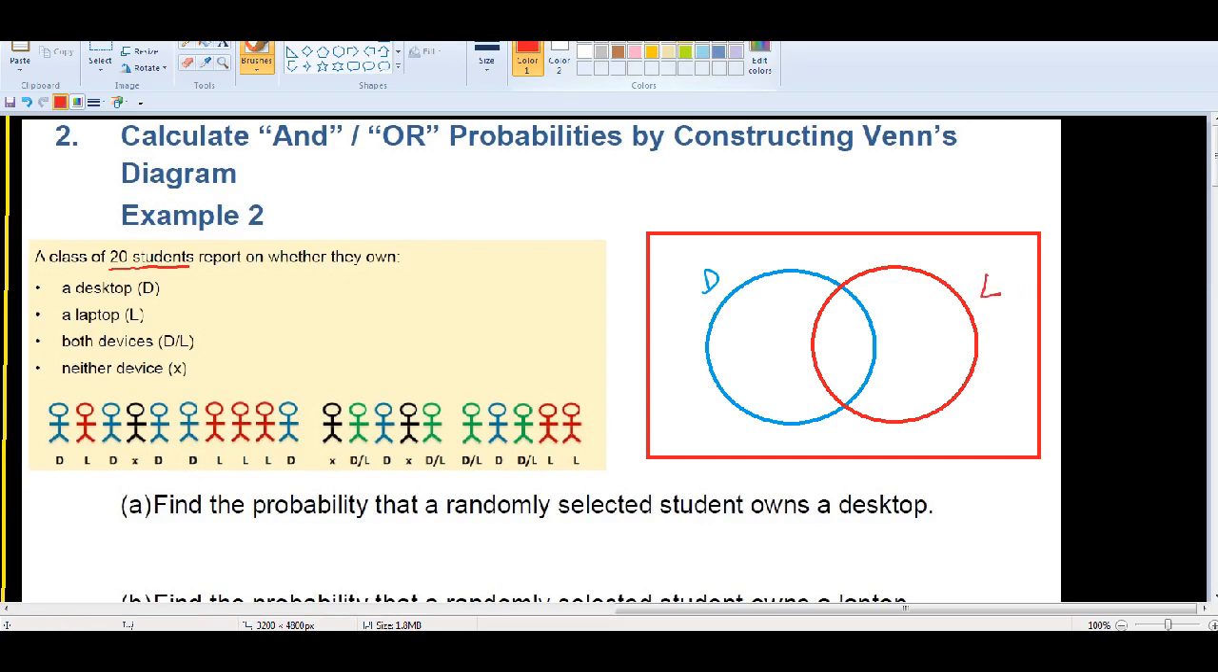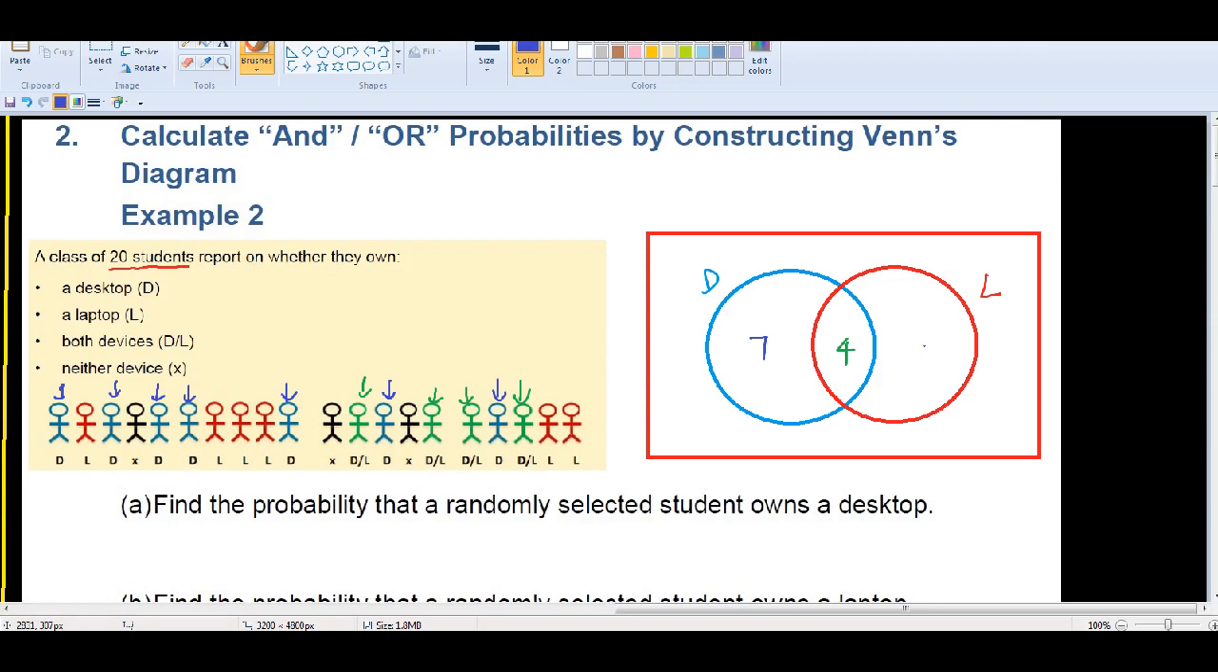Okay, so how many of them? When you look at the green color right here, there are 4 of them. Alright? Okay, so let's look at how many in the other one, in just desktop without laptop. So 1, 2, 3, 4, 5, 6, 7. Okay, so 7 of them.